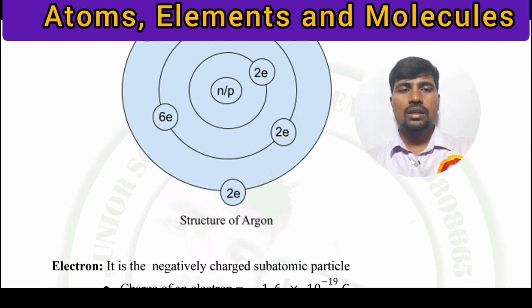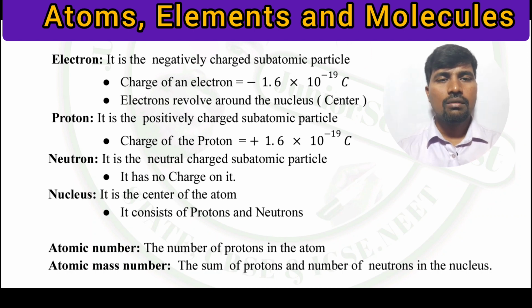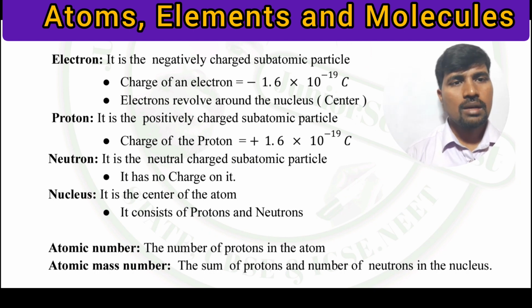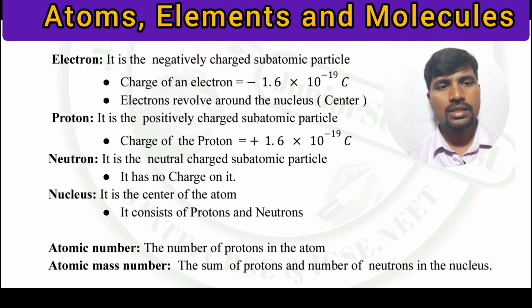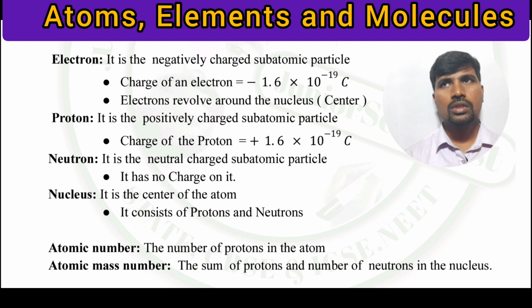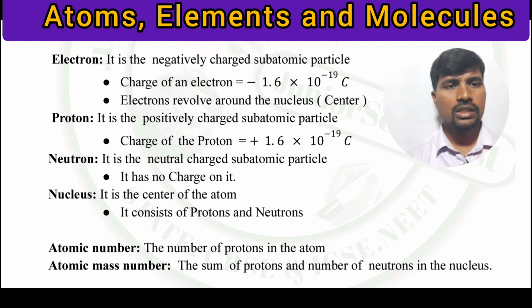Next, let us know about each and every subatomic particle. First we are taking the electron. Electron is a negatively charged subatomic particle, and it was discovered by J.J. Thomson. Next, the charge of an electron. What is the charge of an electron? Minus 1.6 into 10 to the power of minus 19 coulomb. Capital C is coulomb, the SI unit of charge.